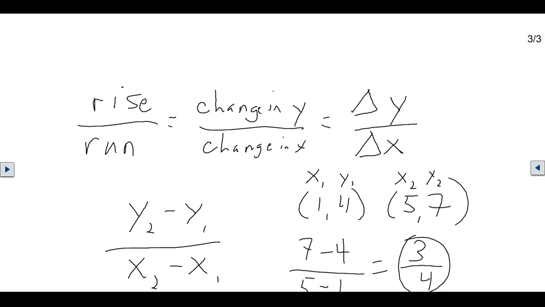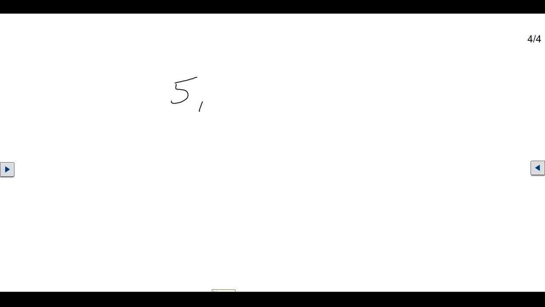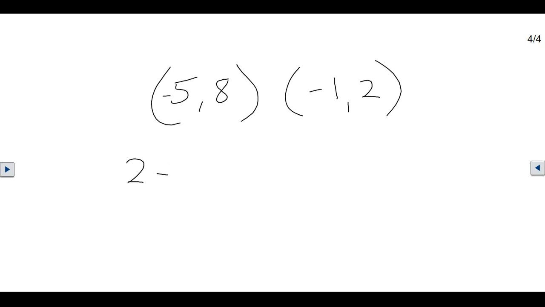Okay. Again, if it comes out to be 2 negatives, let's do one more of these. Let's say I had 5, 8, and negative 1, 2. Okay, actually, let's make that a negative 5. There we go. All right. So in this particular case, again, I want to subtract my y values. So my second y value is 2. My first y value is 8.